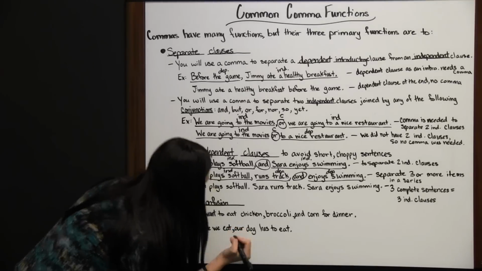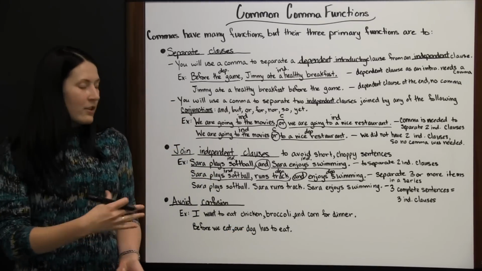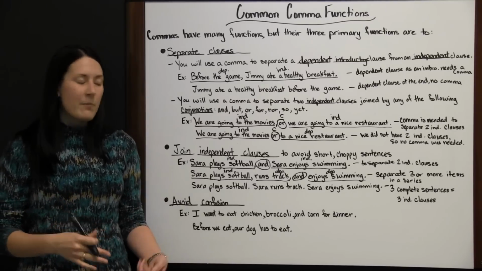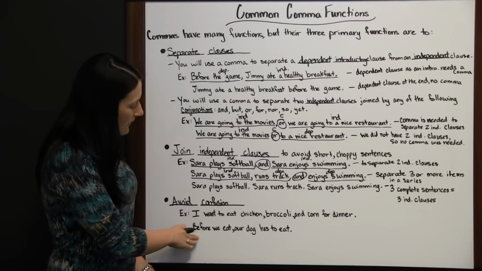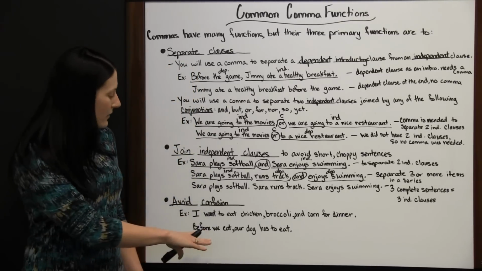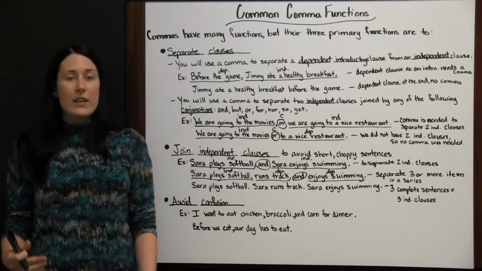So you would say, before we eat, our dog has to eat. And maybe this is so that your dog isn't going to bother you while you eat. If your dog's already eaten, then you can eat happily. So before we eat, our dog has to eat. And this is one of those dependent introductory clauses like we talked about up here. We use a comma to separate clauses, and that can also avoid confusion.